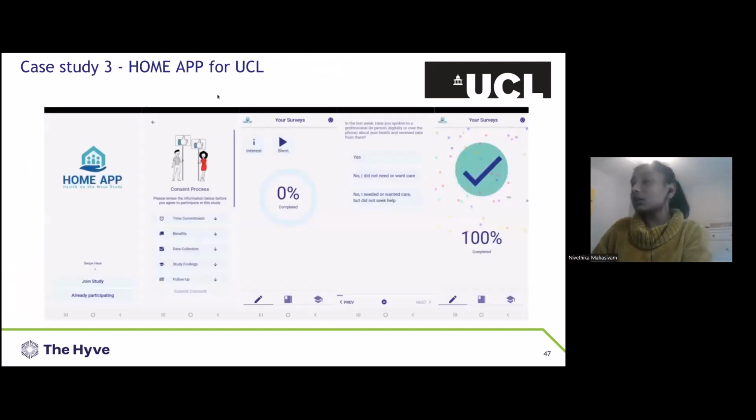So this is how the app looks. I don't know if you remember the screenshots from earlier. This looks quite similar, just with a different theme, and it has some additional screens or workflows to do self-registration and consent management.